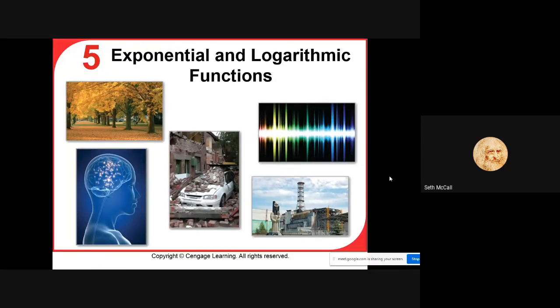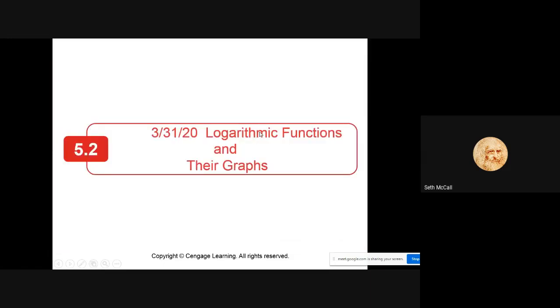Okay, good morning, everyone. I am going to be starting on our first online lecture, and it is going to be covering Chapter 5, Section 2, which is logarithmic functions and their graphs. Today, we're pretty much just going to give you a little bit of intro on logarithmic functions, give you a couple of rules about them.